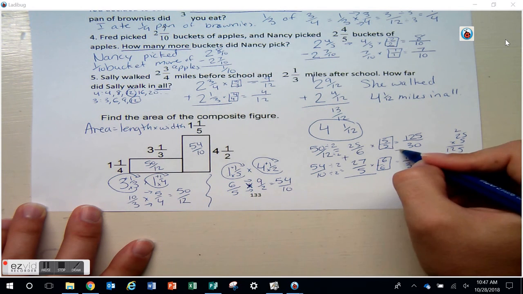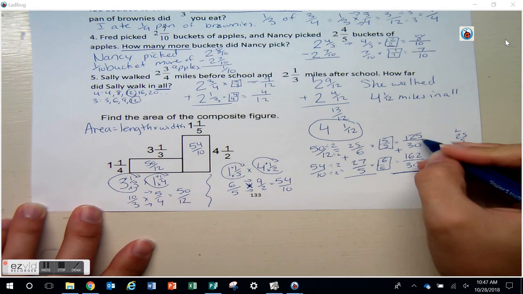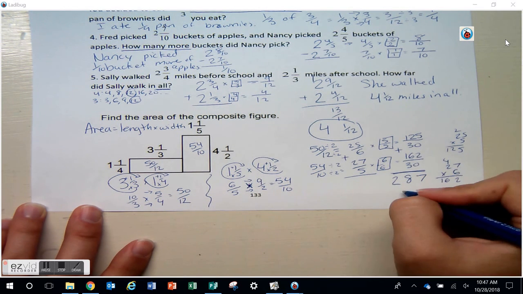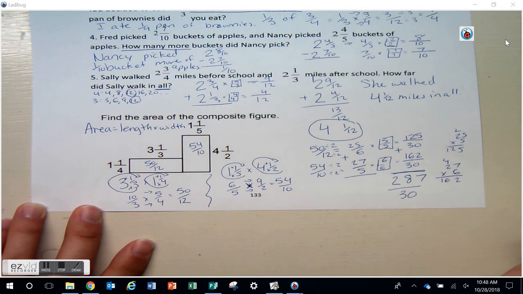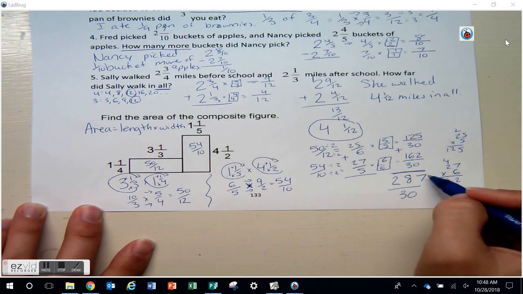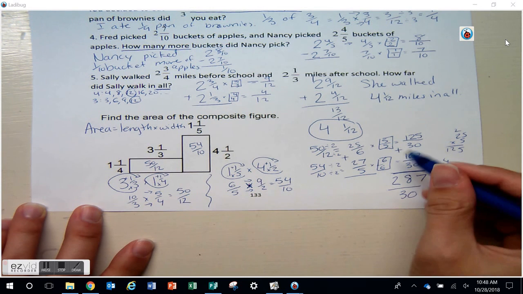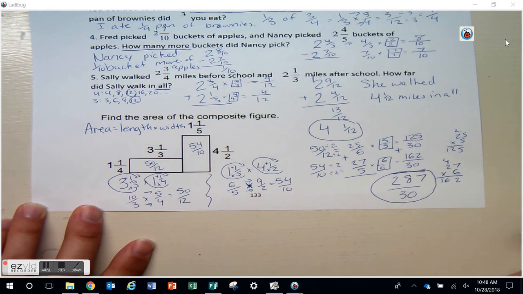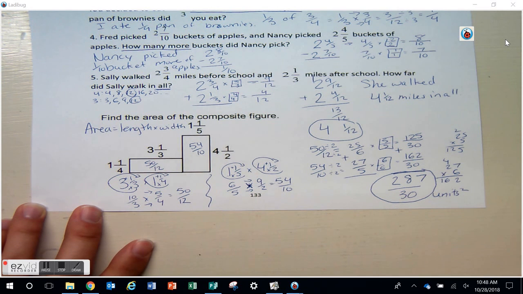And we can add those together. 5 plus 2 is 7. 2 plus 6 is 8. 1 plus 1 is 2. So I get 287 thirtieths. If you leave it like that, that is fine for your answer. Units squared.